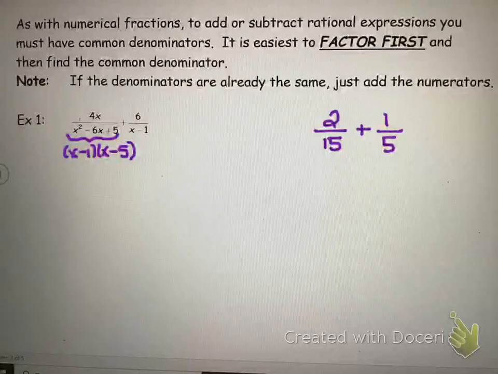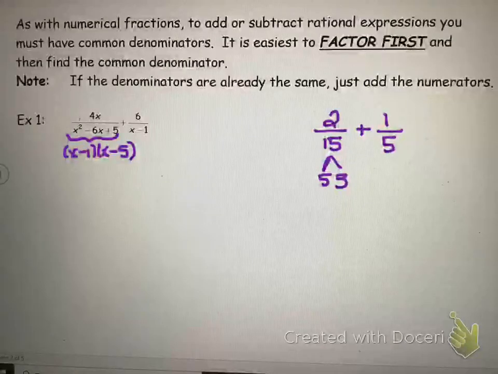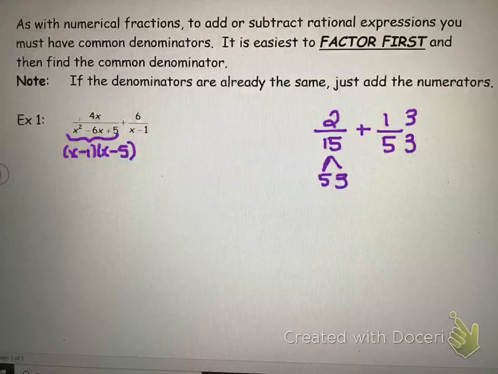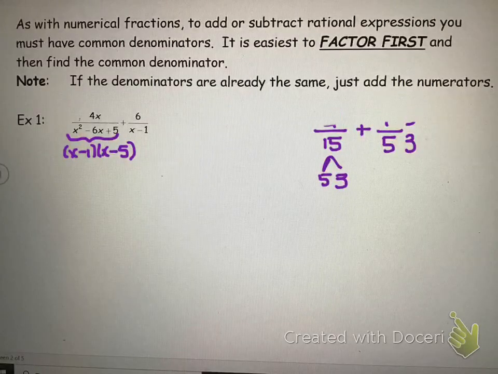Okay, the 15 right here has a 5 and a 3 in it. So all I would have to do to give these two fractions a common denominator is multiply this second fraction by 3/3. The first fraction has all of the factors that it needs to have in the denominator already. The second fraction is just missing one of the factors. So that is what I multiply by. That is the situation that we have found ourselves in.